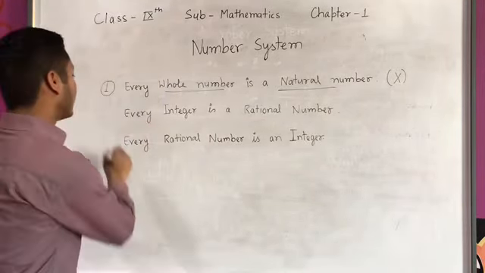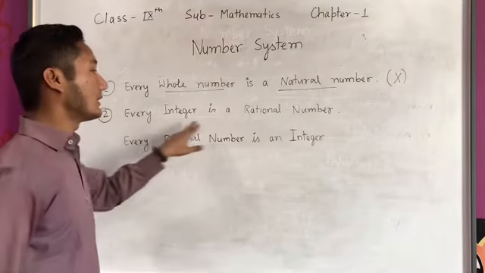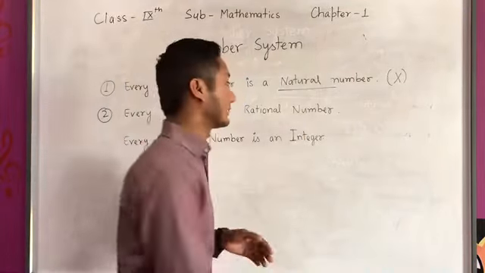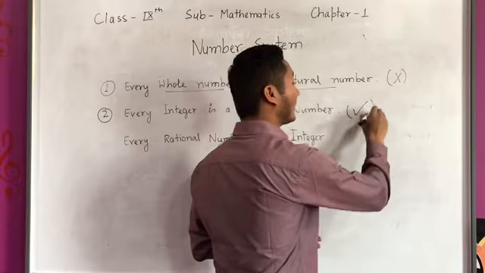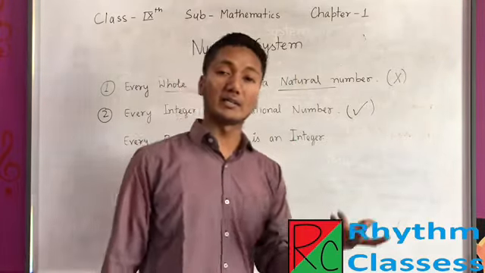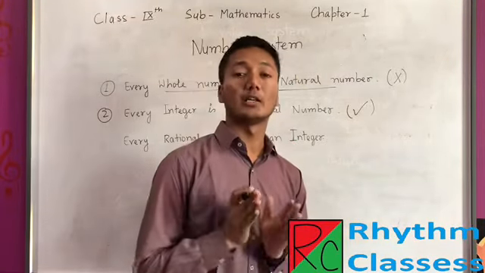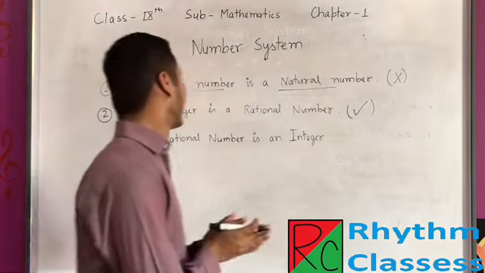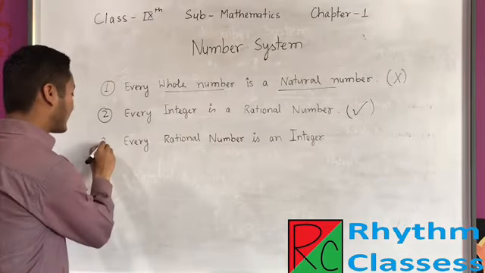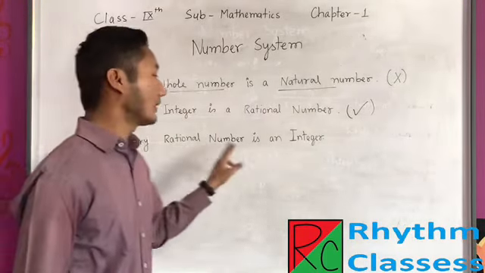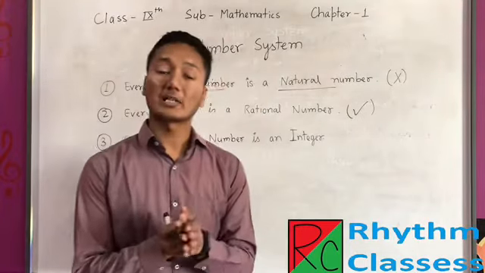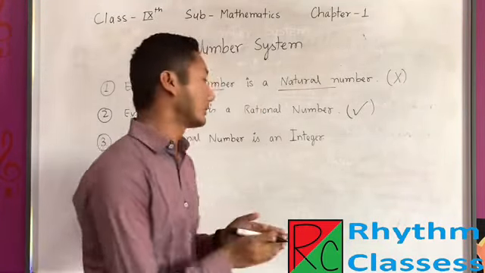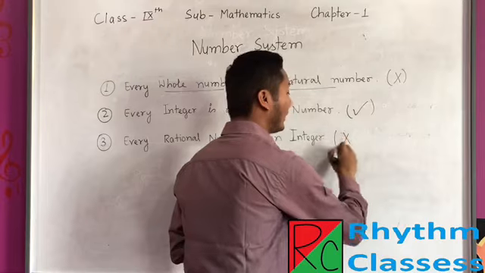Coming to our second question: every integer is a rational number. Yes, it is true. We can make a rational number from an integer by putting 1 in the denominator of the integer. Our third question is: every rational number is an integer. No, it is not possible, so the statement is wrong.